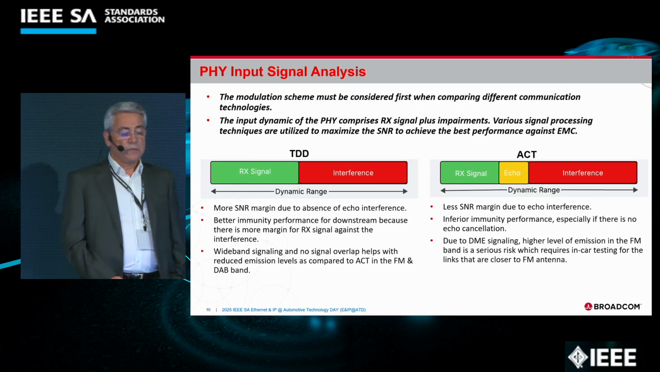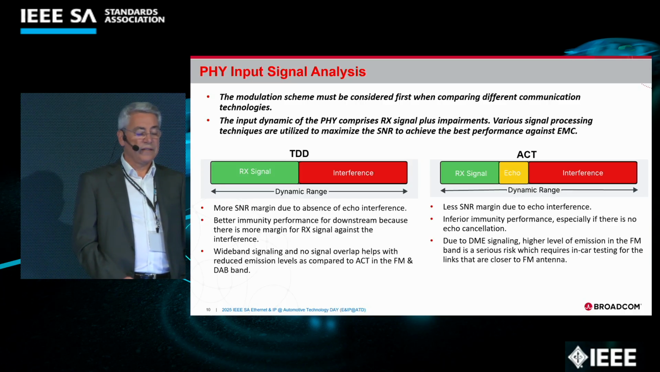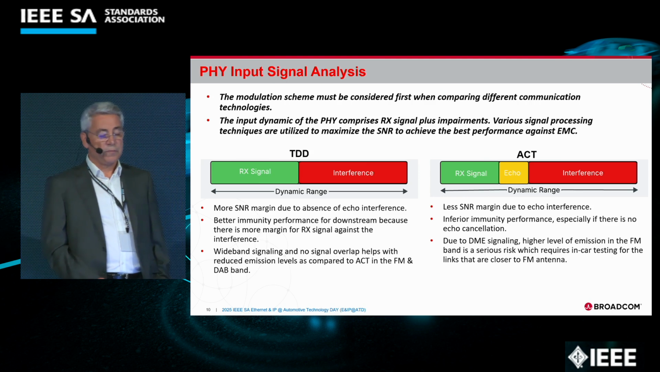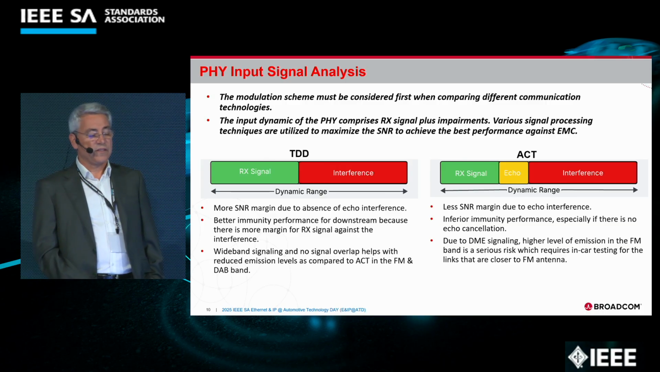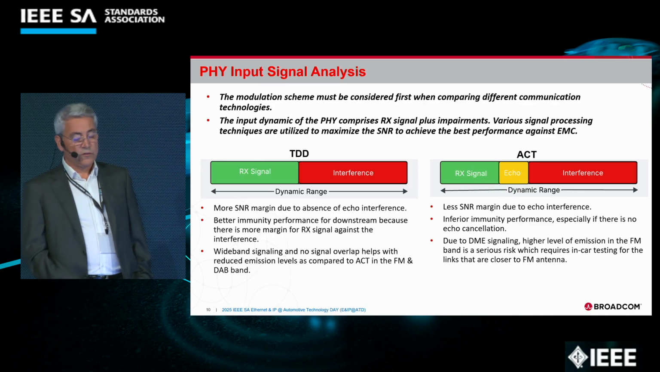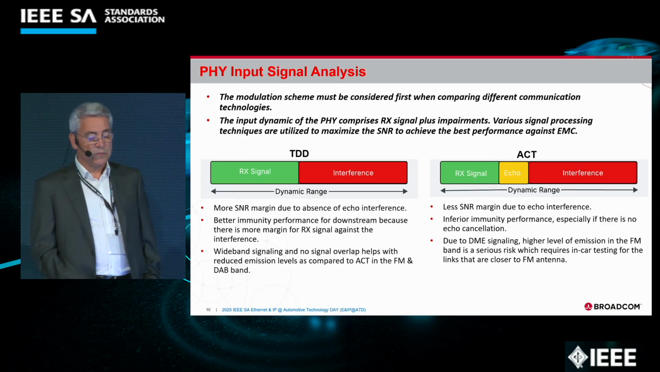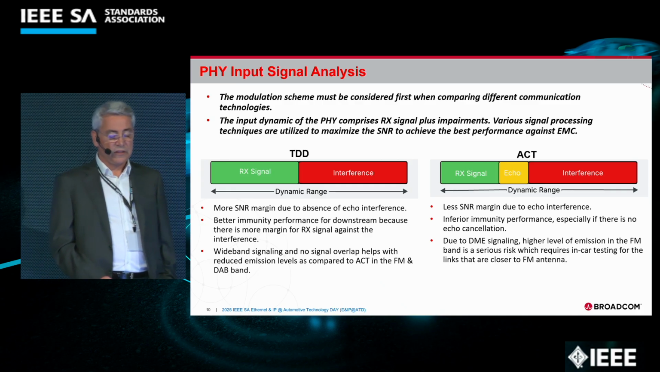So when comparing different communication schemes, the modulation scheme and the duplexing must be considered. The input dynamic range of the PHY includes the received signal plus noise impairments. Various signal processing techniques are utilized to maximize the SNR to achieve the best performance against EMC. Since there is no echo interference in the half duplex TDD case, more SNR margin can be attained. If there is no echo cancellation in the ACT case, there can be less margin. However, if there is echo cancellation, then similar SNR margin can be attained as well.